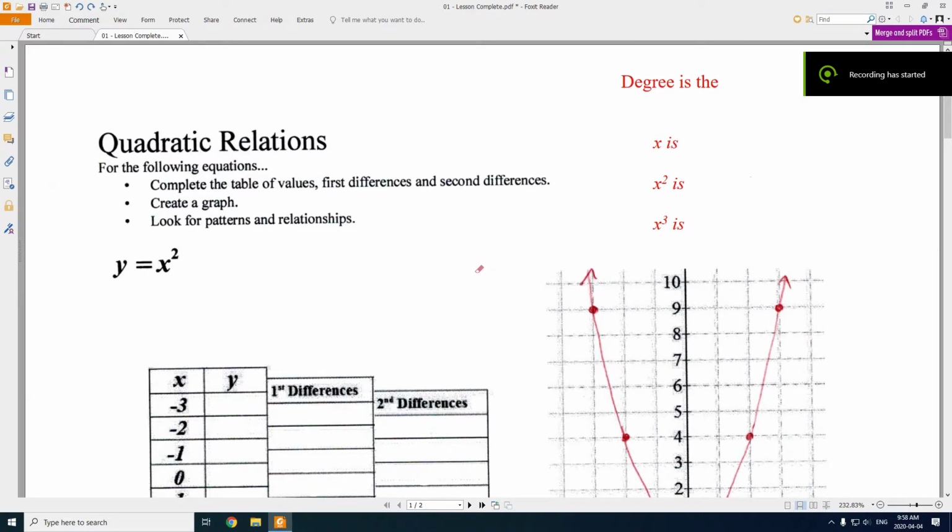Hello, everybody. So over the next couple weeks, we're going to start our next big topic, which is looking at quadratic equations or quadratic relations. Last year, you spent a lot of time looking at linear equations, right? Y equals mx plus b. And that allows you to model a number of different situations, when you have something changing at the same rate.